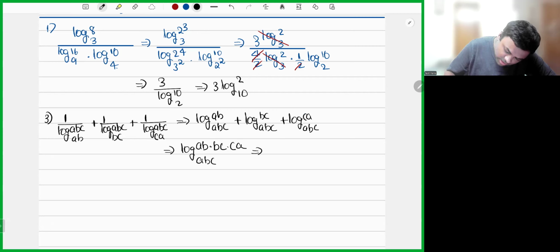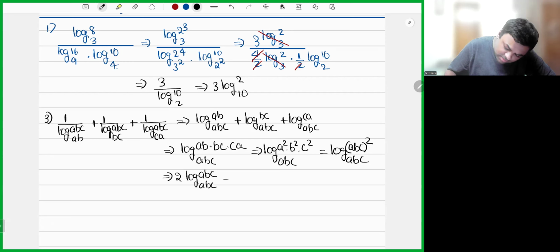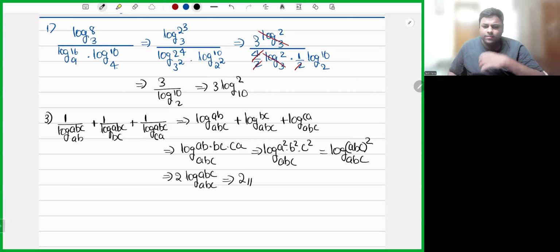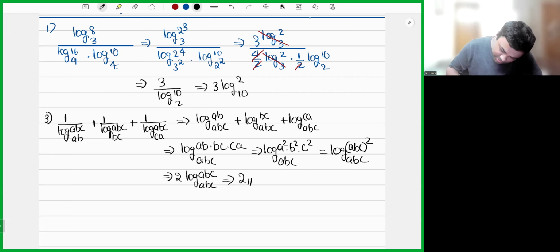So it is log A square into B square into C square to the base ABC, which is log ABC whole square to the base ABC. So 2 comes outside: 2 log ABC to the base ABC. What is log ABC base ABC? Obviously, sir, 1. So what's the answer? 2 into 1, which is equal to 2. Simple sum? Yes, sir, simple sum.